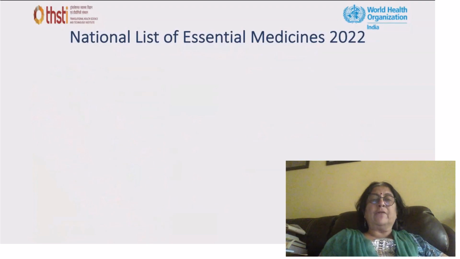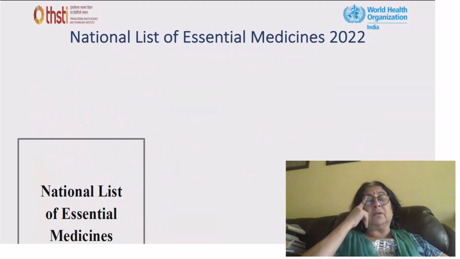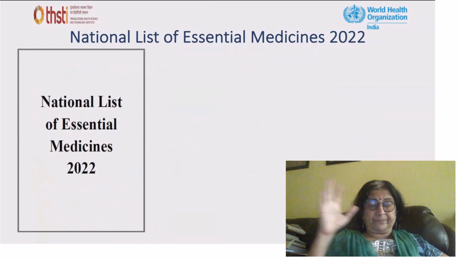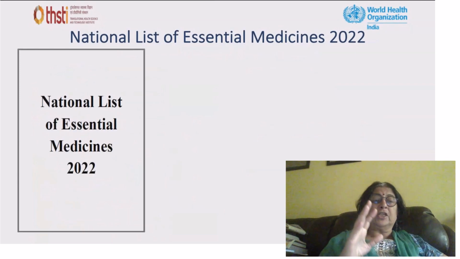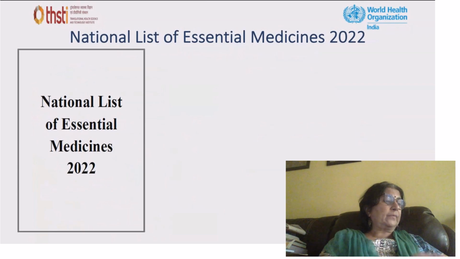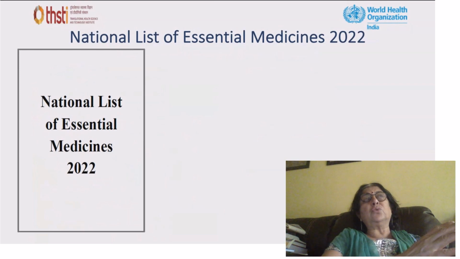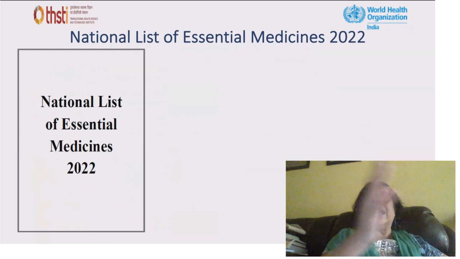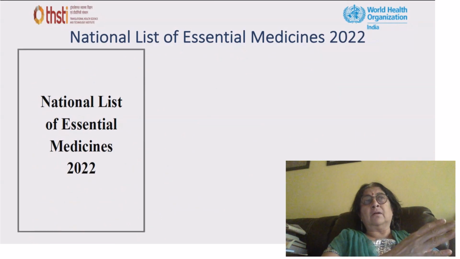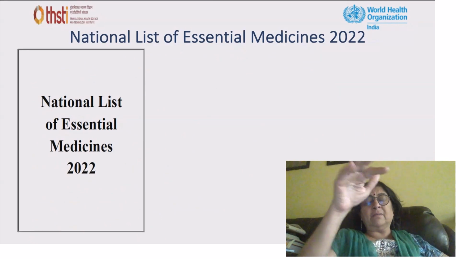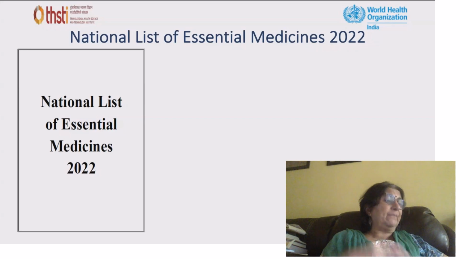We then move on to a very important component of rational drug use, which is the essential list of medicines. Essential lists of medicines are those medicines which are useful or needed to cover the most disorders in the population that you are serving.